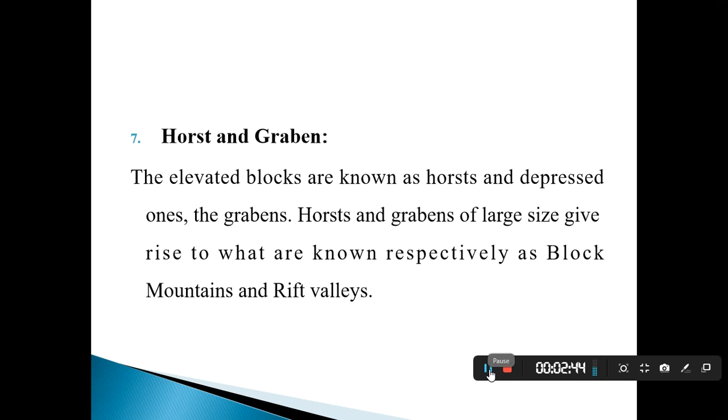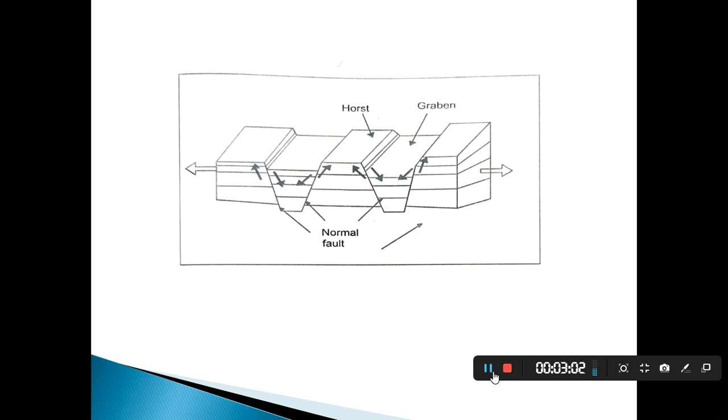Horst and Graben. The elevated blocks are known as Horst and the depressed ones, the Grabens. If Horst and Grabens are large in size, they give rise to what are known respectively as block mountains and rift valleys. Image of Horst and Graben.